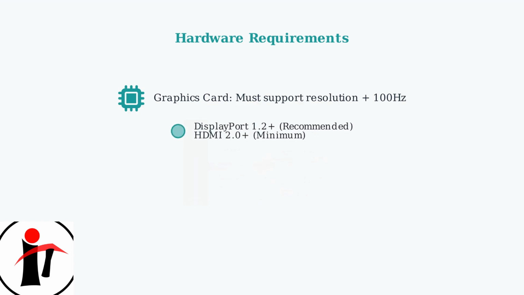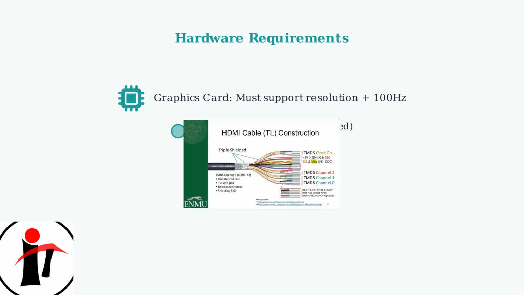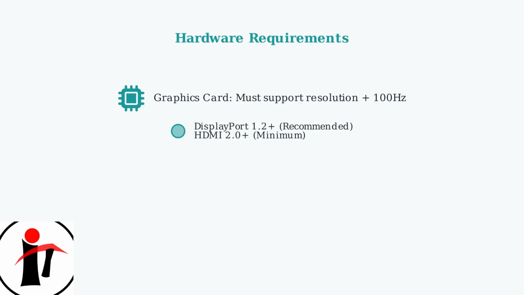Cable selection is crucial for achieving 100 Hz. DisplayPort 1.2 or higher is recommended, while HDMI requires version 2.0 as the minimum standard for 100 Hz at 1080p resolution. Your system's CPU and GPU must be capable of generating sufficient frame rates to benefit from the higher refresh rate. There's no point in having a 100 Hz monitor if your system can only produce 60 frames per second.